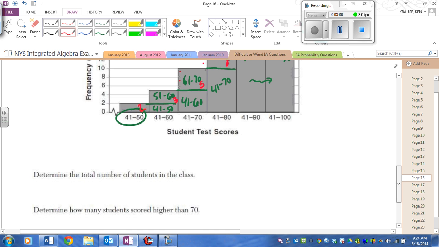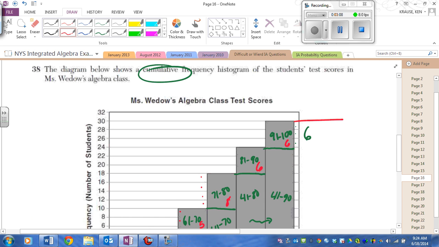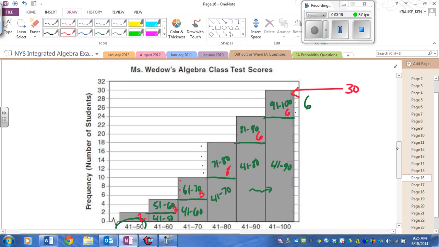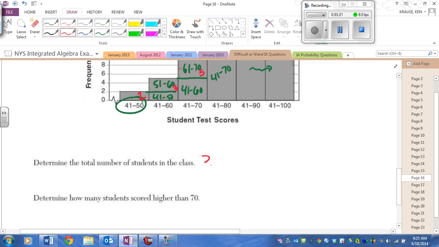Determine the total number of students in the class. Well, the total number of students is this number right here, because this accumulates, it adds up, so there's 30 students in the class.